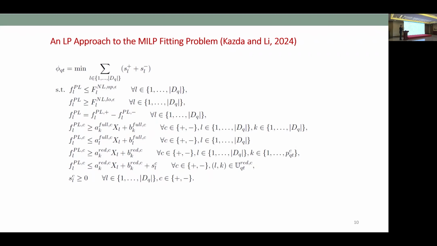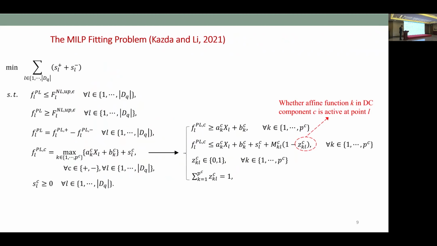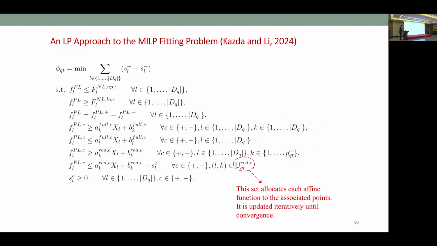And the reason why we can avoid this integer variable is because we pre-assign different points to different fn functions in the maximization operation. Now, for this one, we have an initial guess for this assignment set. If our initial guess is correct, then after solving the LP problem, we're done. But if our initial guess is wrong, then we'll update it.